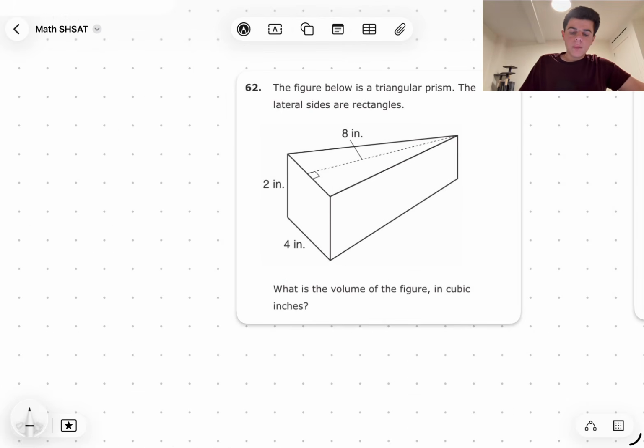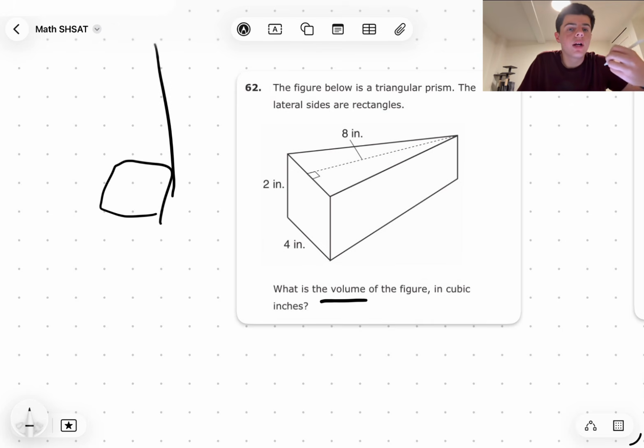Okay, the figure below is a triangular prism. The lateral sides are rectangles. What is the volume of the figure in cubic inches? So the volume, right? And I guess just a key tip is for most 3D shapes, if you just find the base and multiply it by the height, you find the volume. There are a few that it doesn't work for, like spheres and pyramids, but for most shapes that works. So if you forget the formula, do that. There's a high chance that'll work. Base times height.